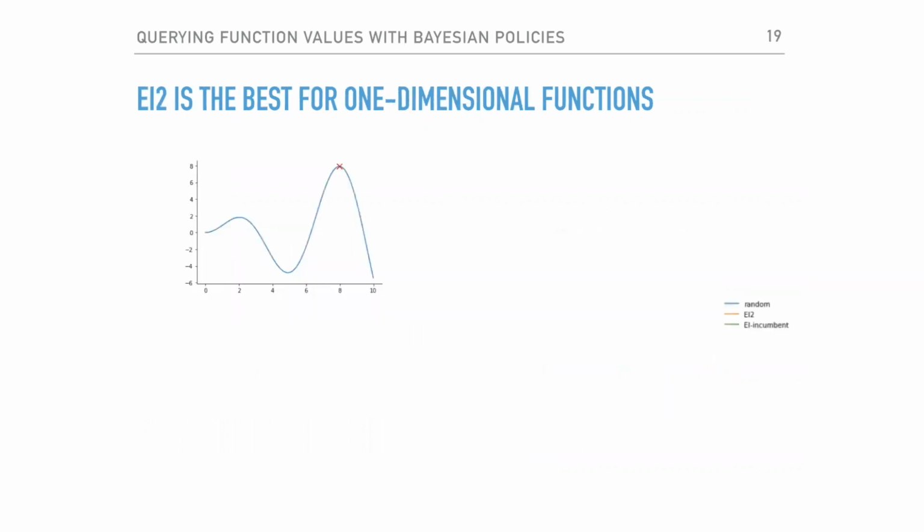So let's look at some results. Here I compare EI2 and EI incumbent against a naive benchmark, which is just a random policy that uniformly selects 2 points in the domain and presents them to the user.